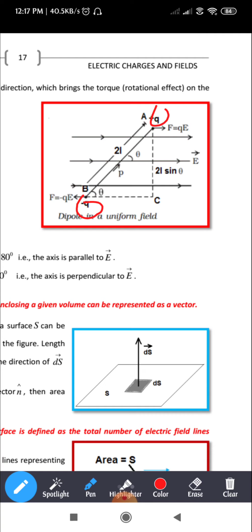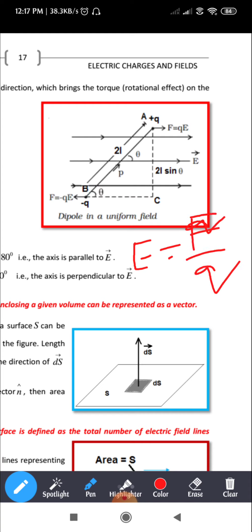Now, what is the force experienced by the charge? How are you going to write it? The electric field formula is E is equal to F by Q. In order to find the force, F is equal to E into Q, we are going to write. Correct? So F denotes the force experienced by the charge, and Q is the charge placed in the electric field.